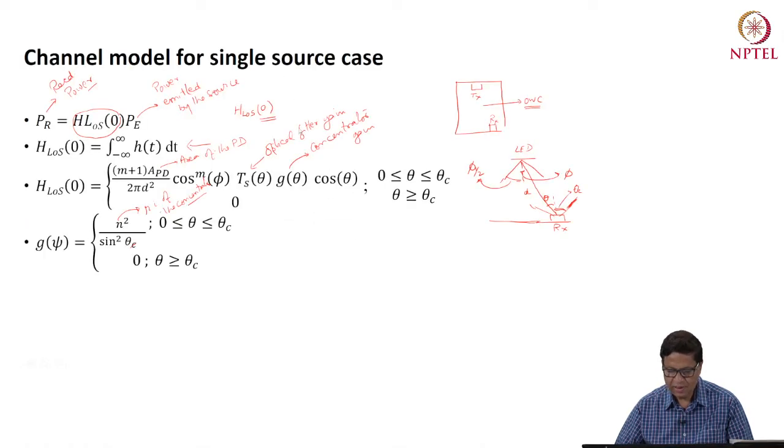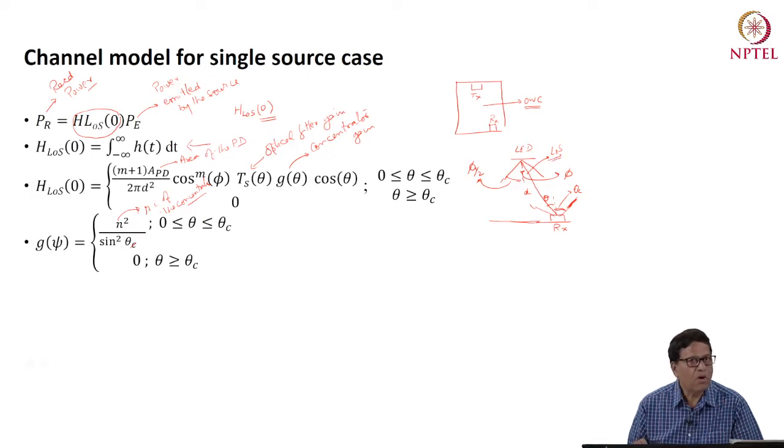This was the case when you had only line of sight. So this is line of sight. But there will be components from non-line of sight: the ray or the light getting reflected from the walls or from the ceiling or from the receiver plane, and then it can be collected by the receiver. So those are referred to as non-line of sight components. So let us try to find out the optical wireless channel transfer function when you consider non-line of sight.